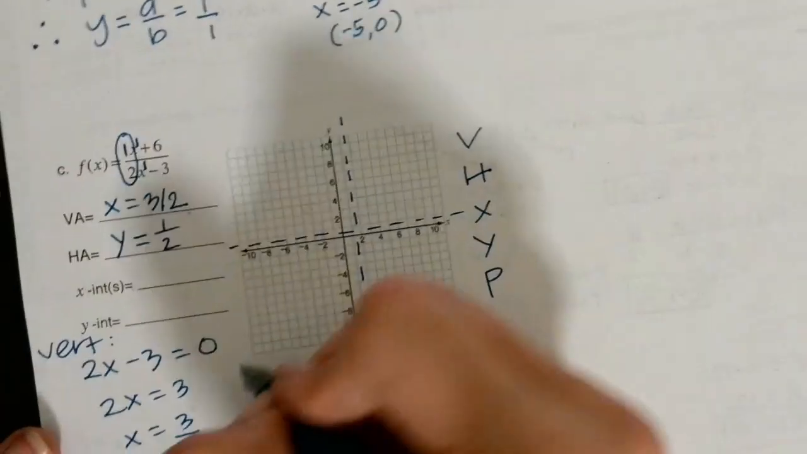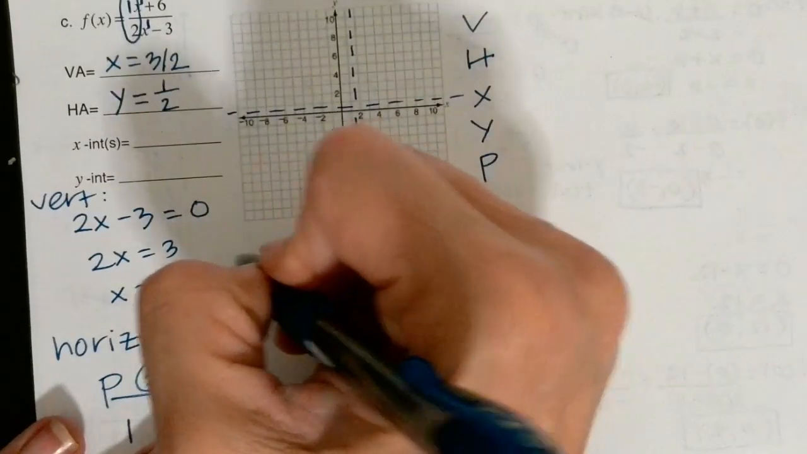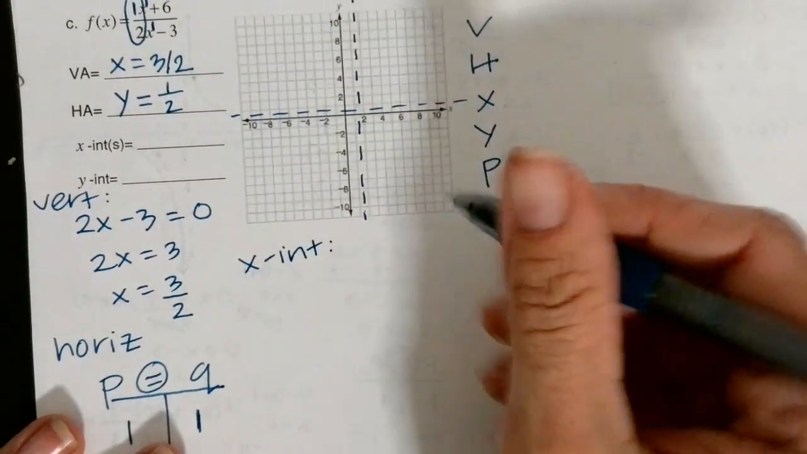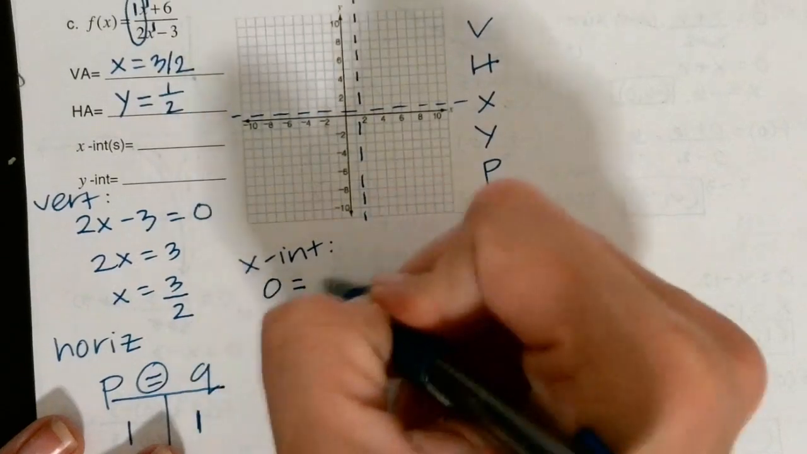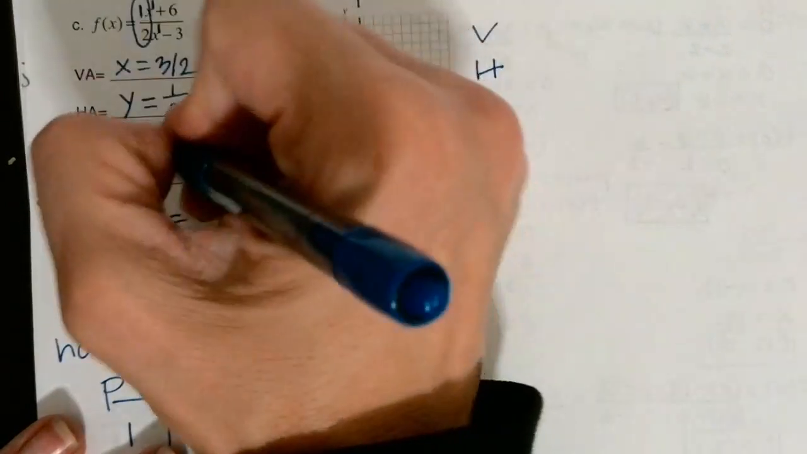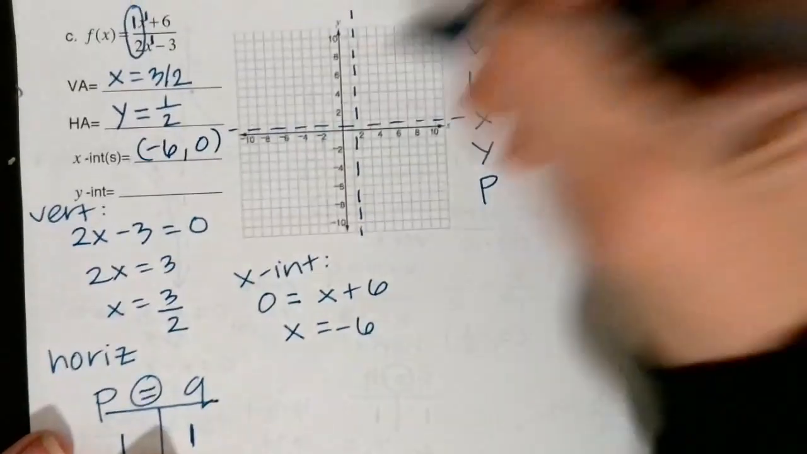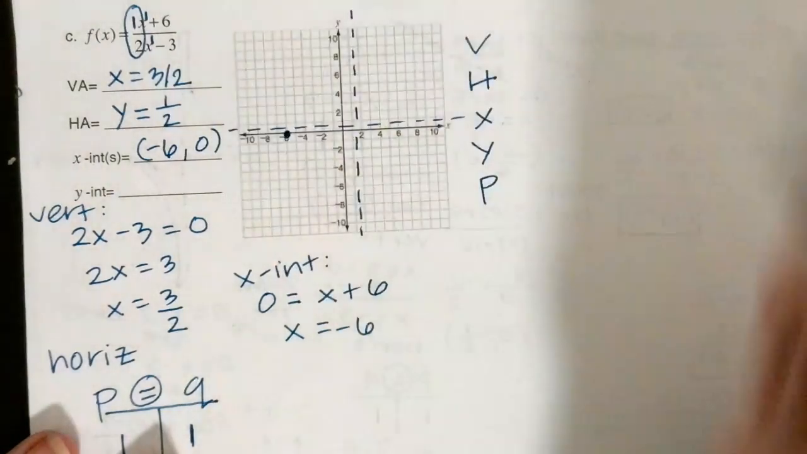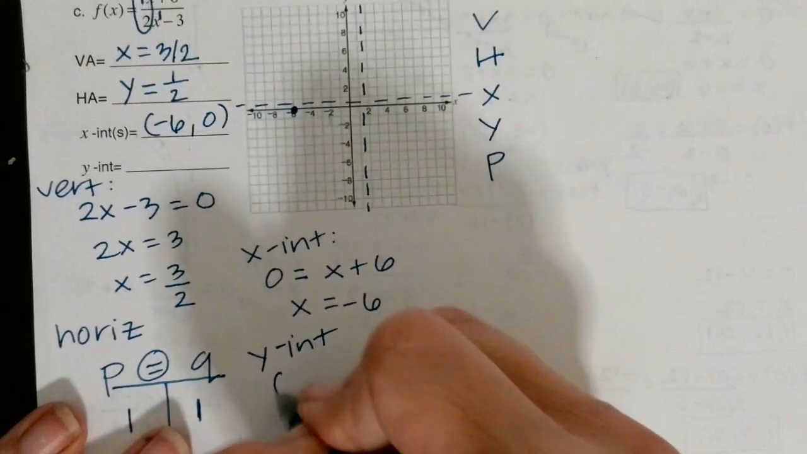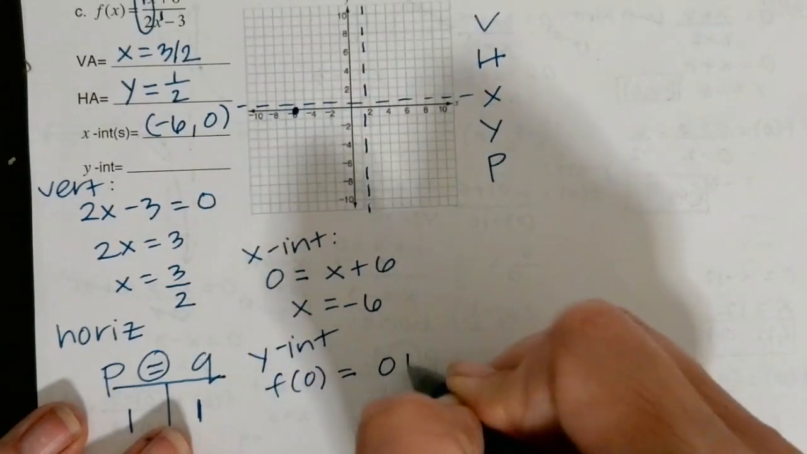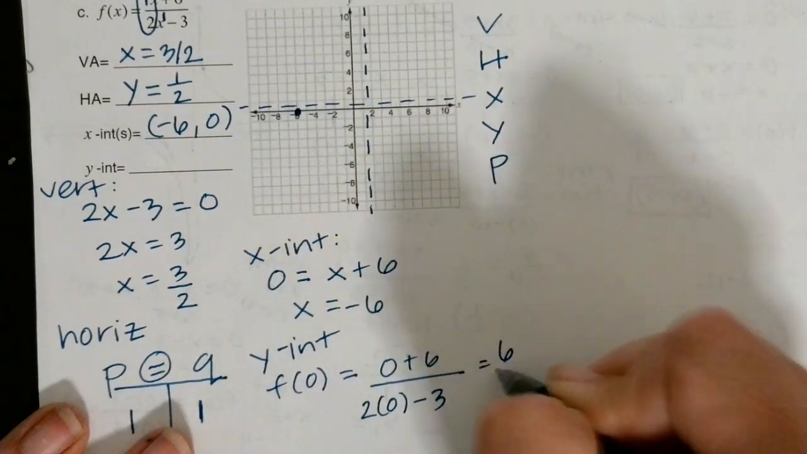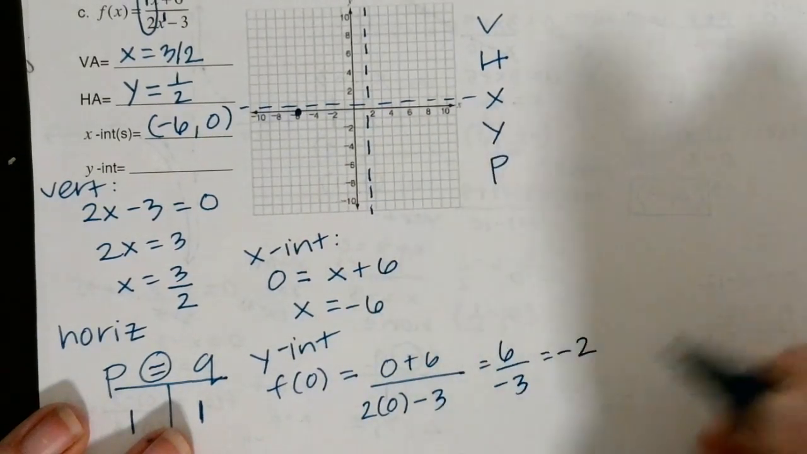Okay? Now we're gonna do our x-intercept. I really should edit that out, but I'm not gonna. Too much work. So we have 0 equals x plus 6. So we get x equals -6. So this is -6 comma 0. So here, and then my y-intercept is going to be f of 0. So I get 0 plus 6 over 2 times 0 minus 3, which equals 6 over -3, which equals -2.